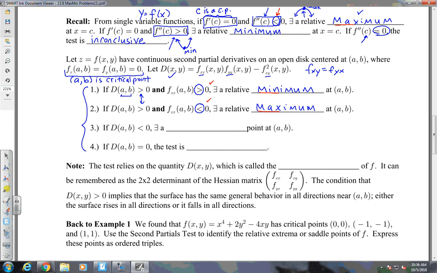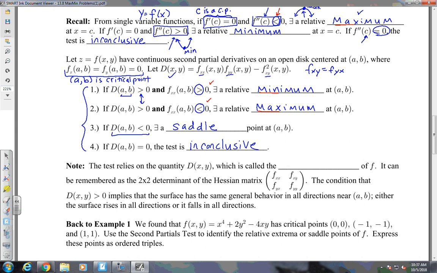Another thing can happen. If we find D of (a, b) is negative, I don't have to check anything else. If D is negative, there exists a saddle point at (a, b). That's one of those simultaneous maximums and minimums: a maximum in one direction, a minimum in the other direction. Finally, like the second derivative test from Calculus 1, if the value of D is 0, the test is inconclusive. We would have to resort to another method for locating maximums and minimums.